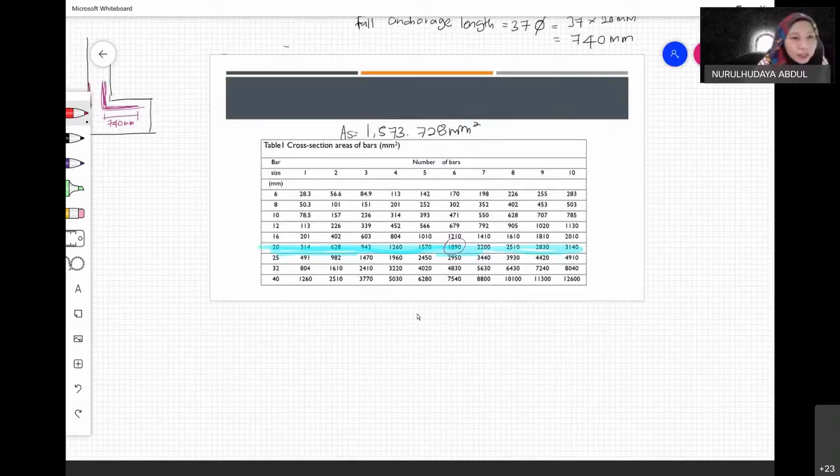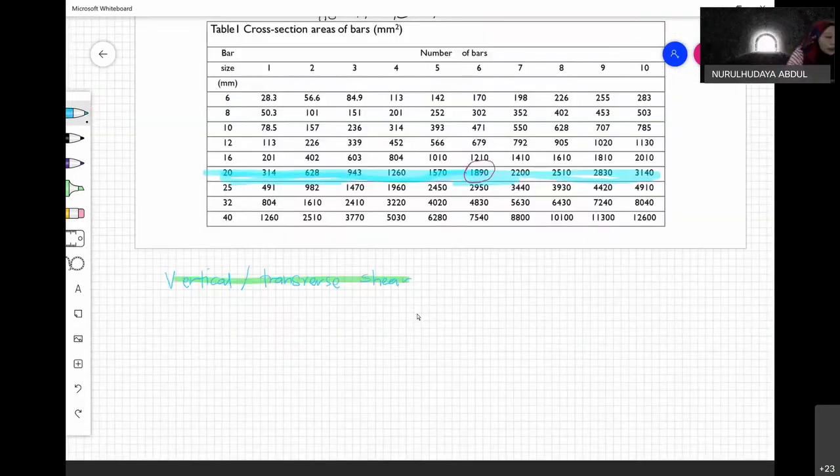Okay, vertical or transverse shear, we check this one first. We need to find the shear force first. So shear force is equal to PS, the formula, times the area. What area? The area affected by vertical or transverse shear. If you look back above, the value we calculated for PS is 256 kN per meter.